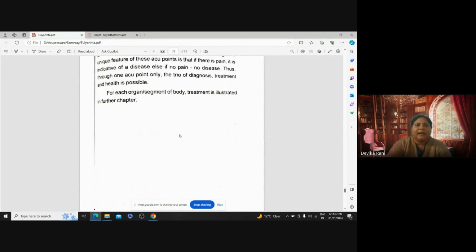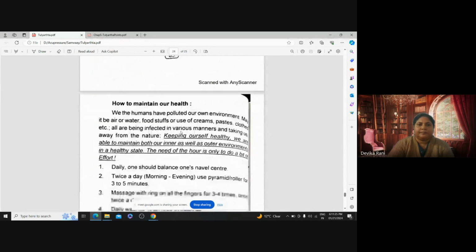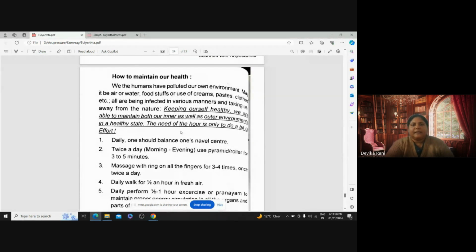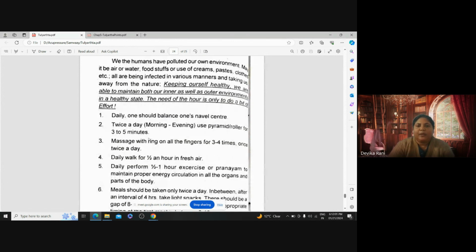So let's now. The institute has given certain pointers over here, keeping in mind the kind of environment we live in, our lifestyle. They have given certain pointers in the end on how we maintain our daily health. Daily one can balance one's whole naval center. Till you learn the correspondence, find the point and you can put something there, or you can keep stimulating your naval center. So twice a day, morning and evening, use a pyramid roller for 3 to 5 minutes.